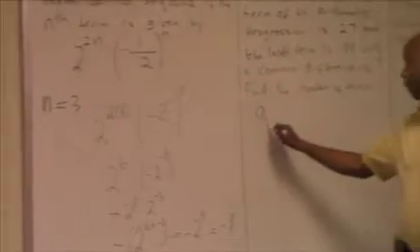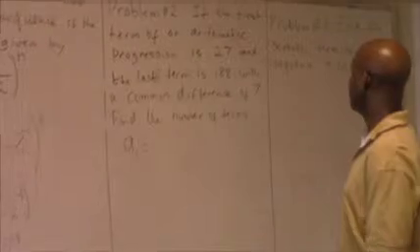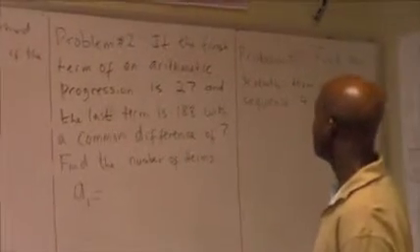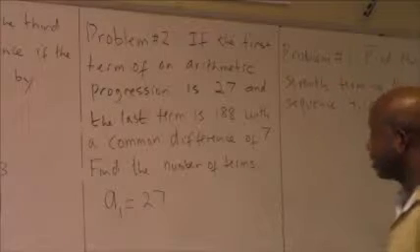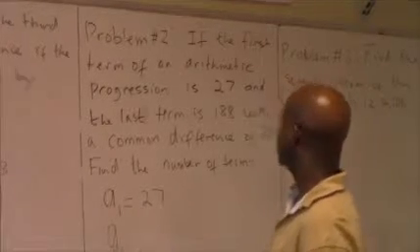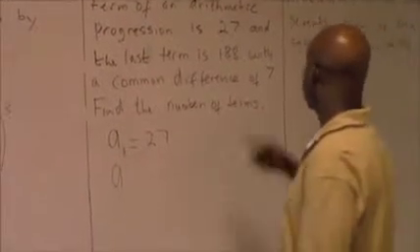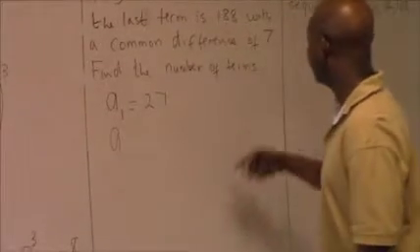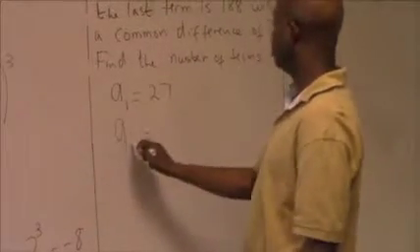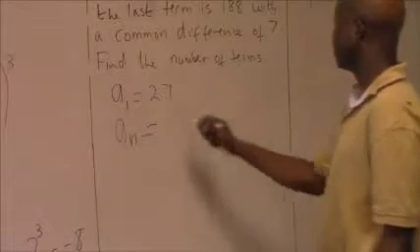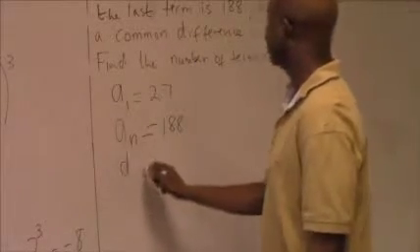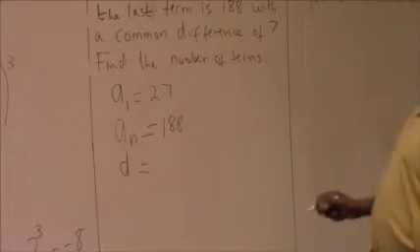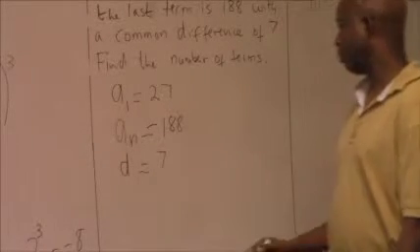So let's take some information. Based on this problem, our A1, the first term here, is 27. And the last term, our AN, we don't know what the number is, but AN, the last term, is 188. It has a common difference of 7. Good. So let's write the formula for this.